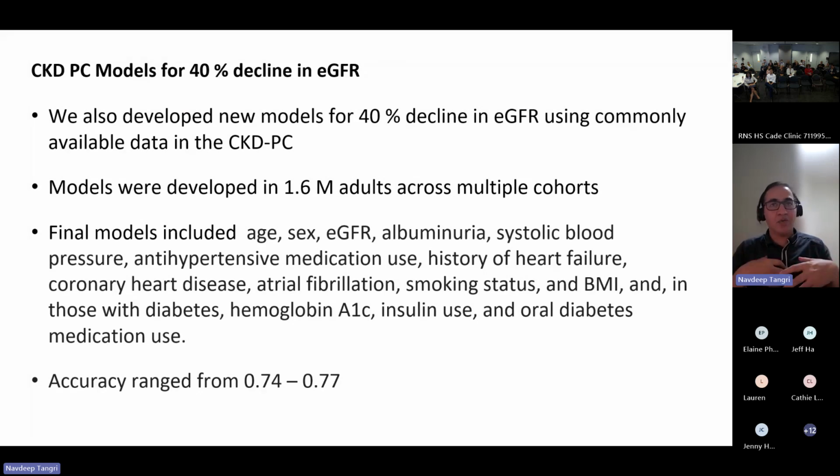So I also worked on the CKD PC models for 40% decline in GFR. These have also been externally validated in 1.6 million adults across multiple cohorts. Unlike the ClinRisk model, which only uses labs, the CKD PC models require blood pressure, antihypertensive medication use, history of certain conditions, insulin use, and oral diabetes medication use. As such, they really require electronic health record and claims data in addition to just lab data.